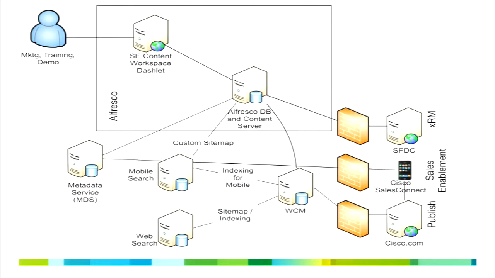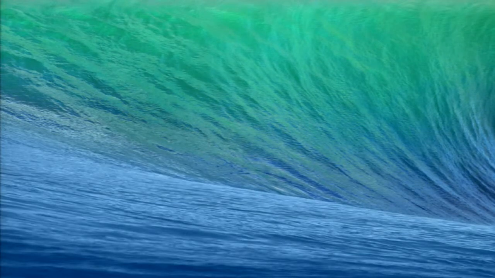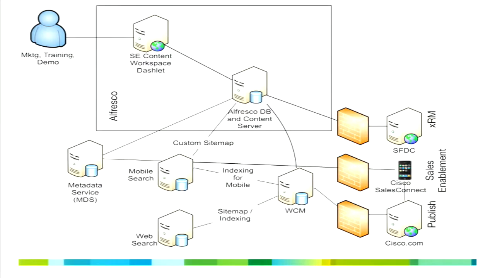And then when that content gets published, it goes out to Salesforce.com. It goes out through our web content management system to Cisco.com. The mobile app that we have out here is actually reaching inside the firewall to find mobile search information. And it's also getting the content itself from the website.